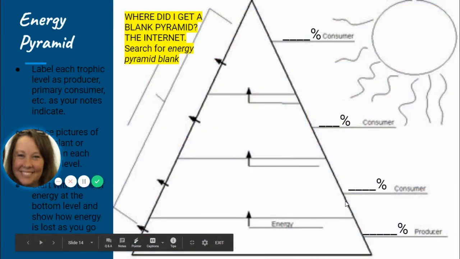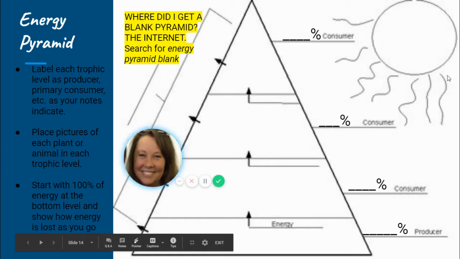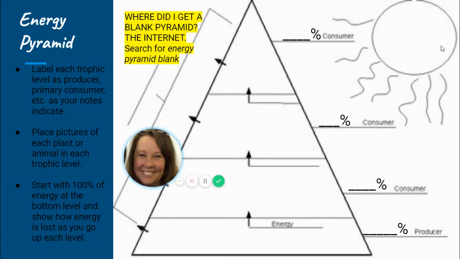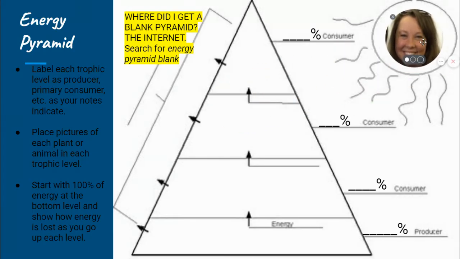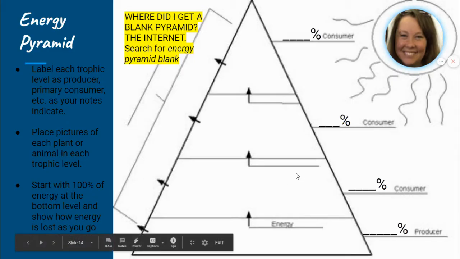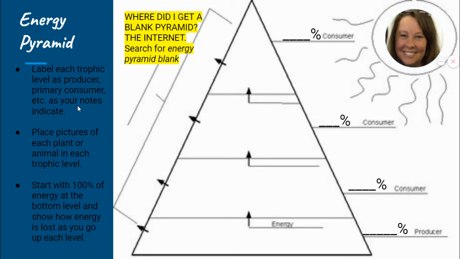The energy pyramid is next. And let me put myself over here out of the way. Okay. So you need to label each trophic level as a producer, primary consumer, etc. So you need to label those. You can just use text boxes for those.